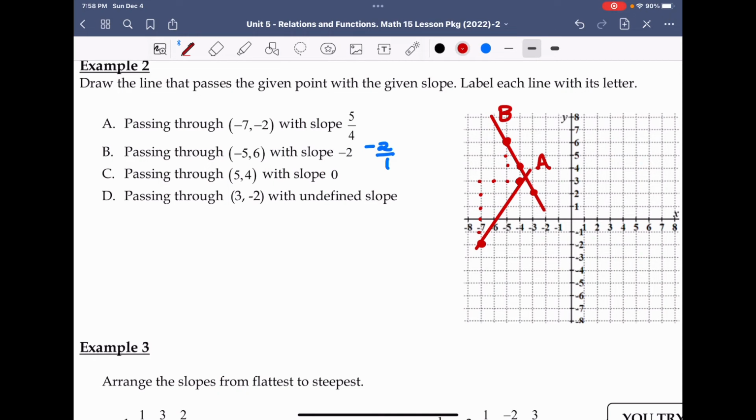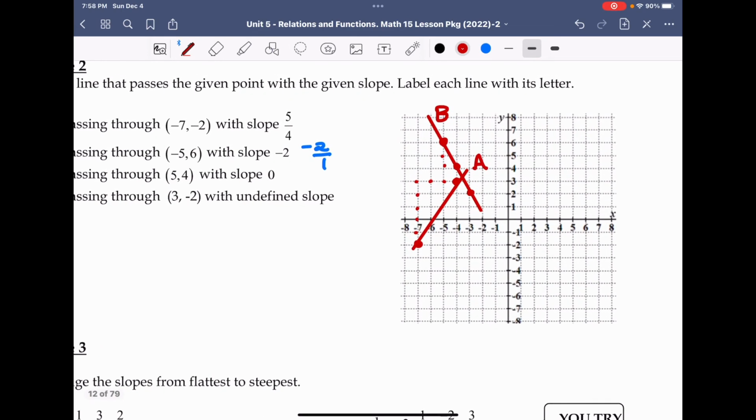Now, a line passing through 5, 4 with a slope of 0. Slopes of 0 are horizontal, and we know this from the previous page and even the previous example. So we're going to go to positive 5 for x, 4 for y, and then determine a slope of 0. Well, slopes of 0 are just horizontal directly across, and we're going to call this C.